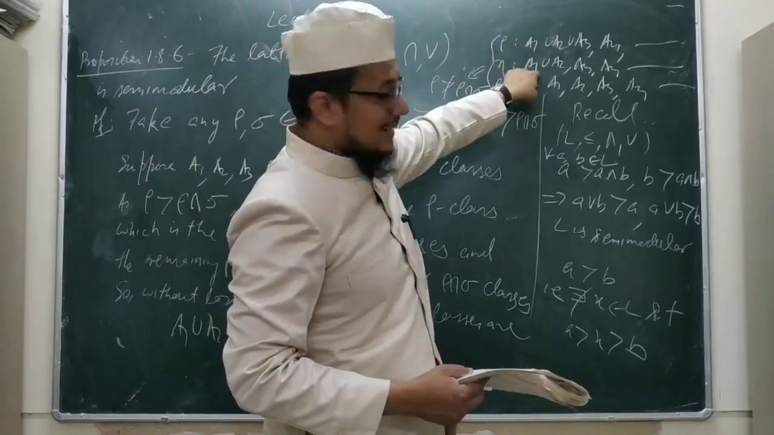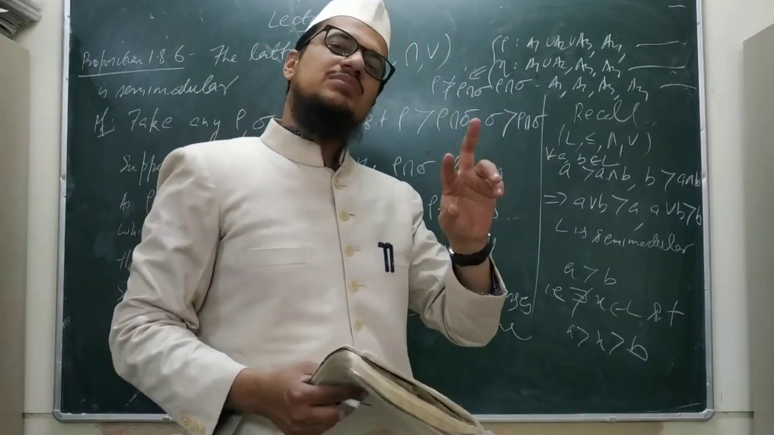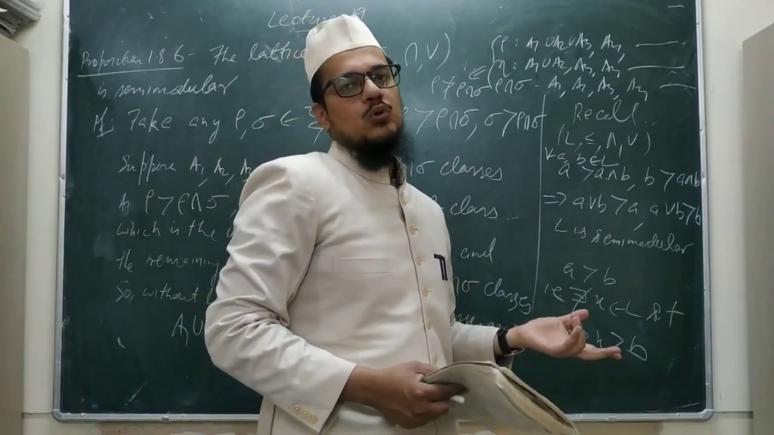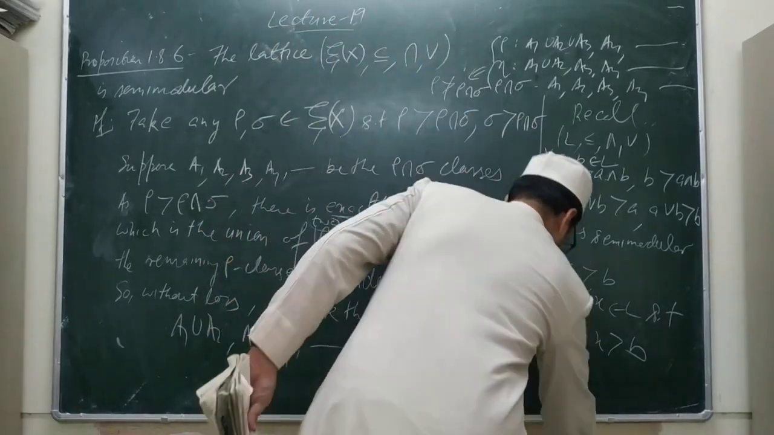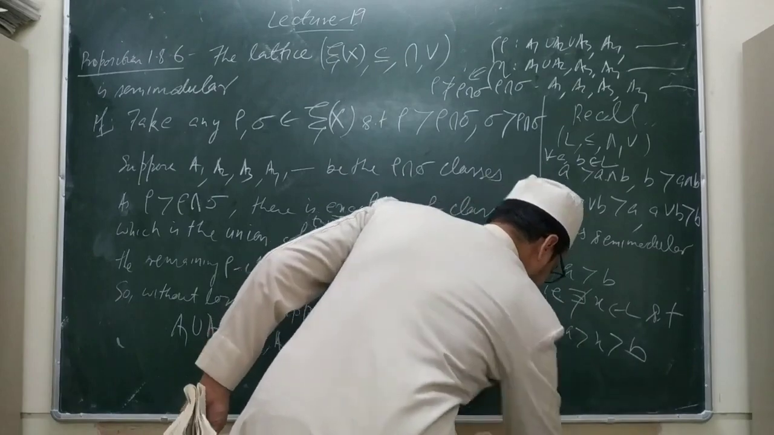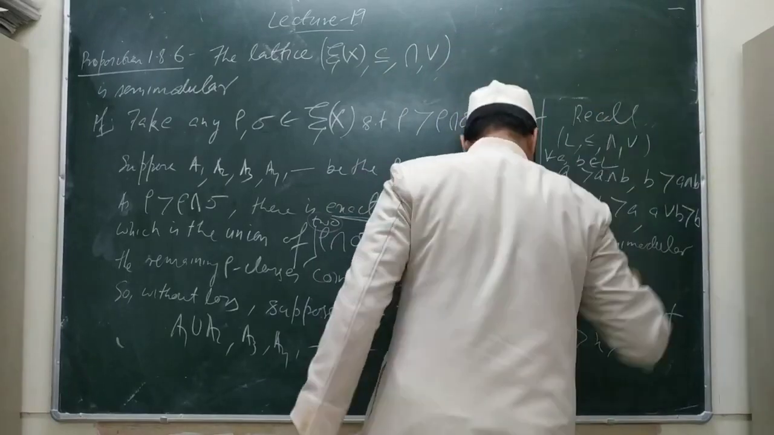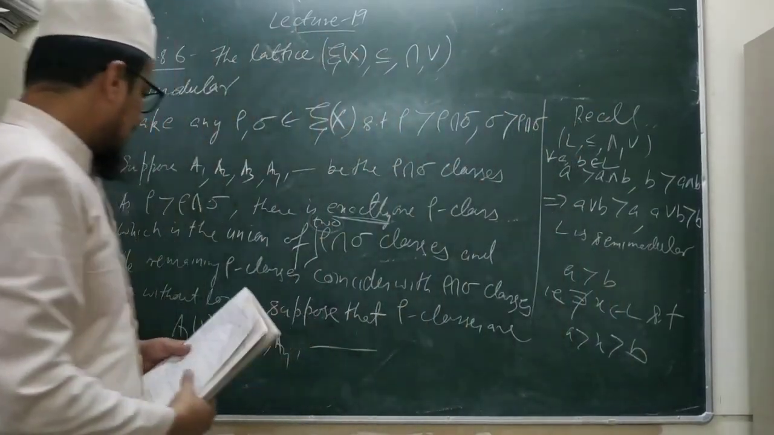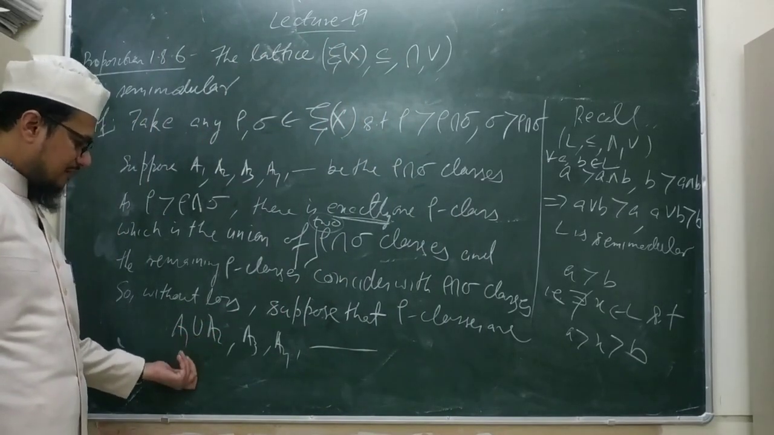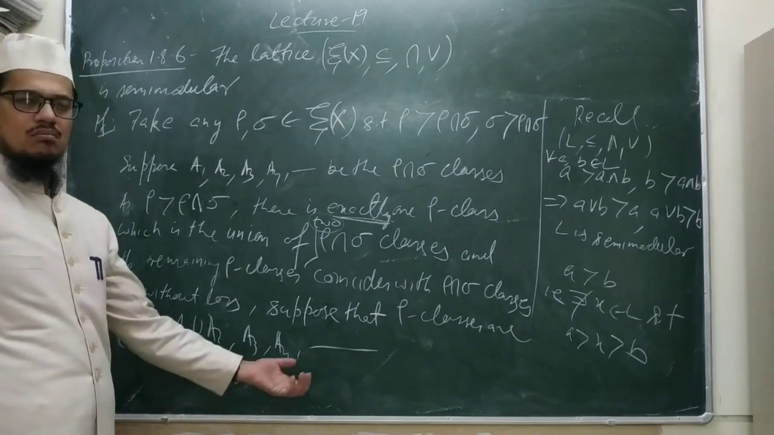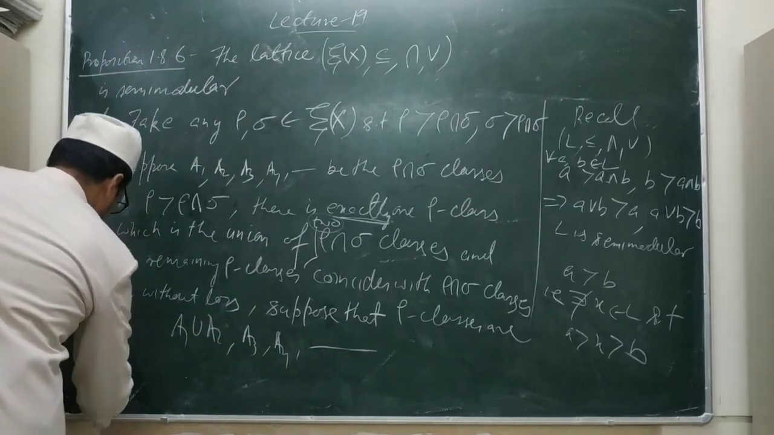So rho must be like this. That is, exactly one class must be the union of two classes of rho intersection sigma, correct? That is why. Now the same we can do for sigma, isn't it? But as sigma is different from rho, we have to take it like this: A1, comma A2 union A3, comma A4, like that.